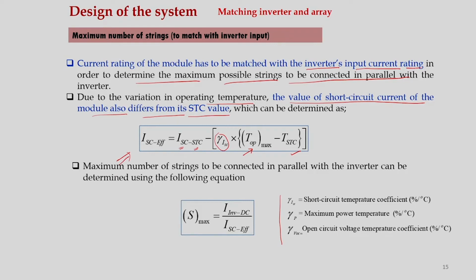Now, we must also know the maximum number of strings to be connected in parallel. So, this is the equation we can use for calculating the maximum number of strings to be connected in parallel. Once we know this I inverter DC and the ISC effective, which we have already calculated here, if we substitute these two values, then we get the maximum number of strings to be connected in parallel.